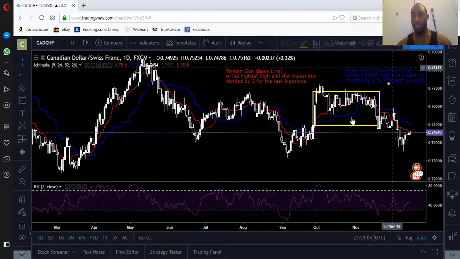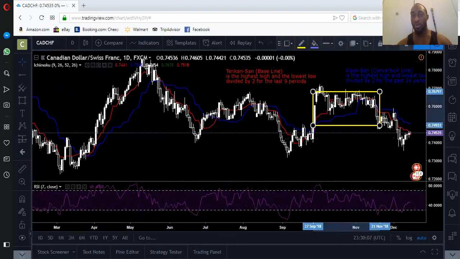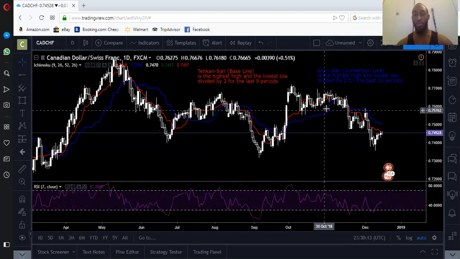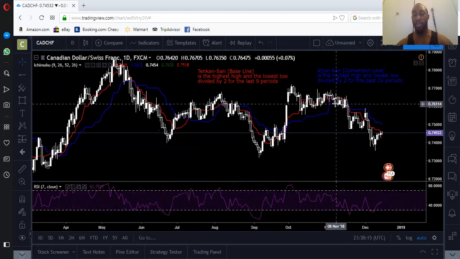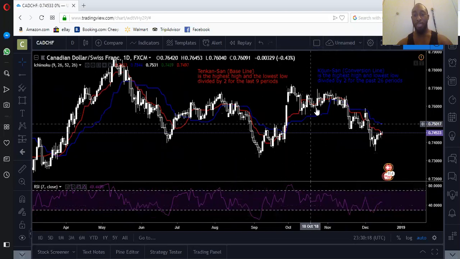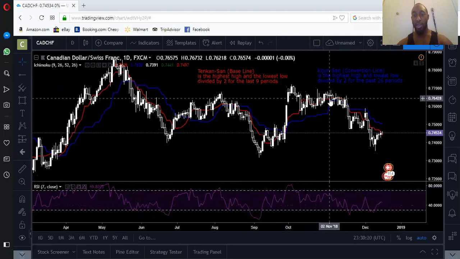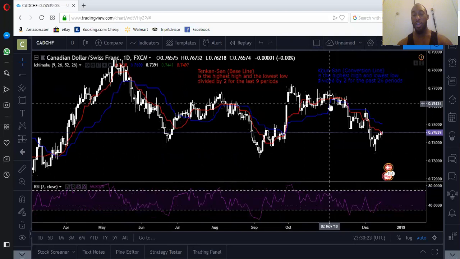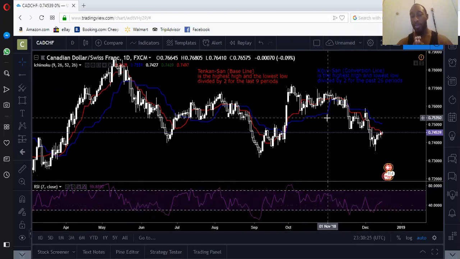This lets you know that the market is starting to look for a way to reverse. As you can see here, it started to dwindle, it started to get closer. When they start getting closer, that's when the market goes back into equilibrium.